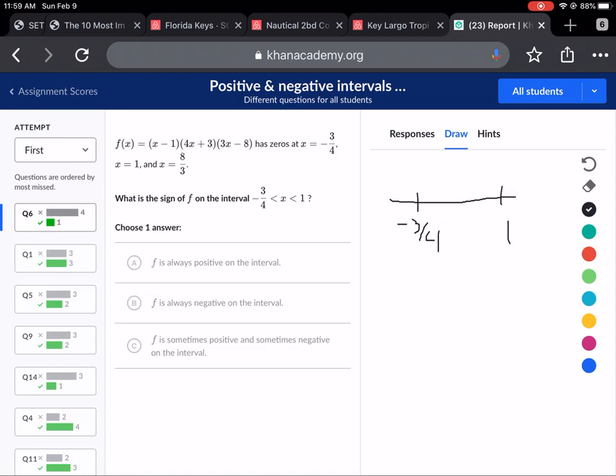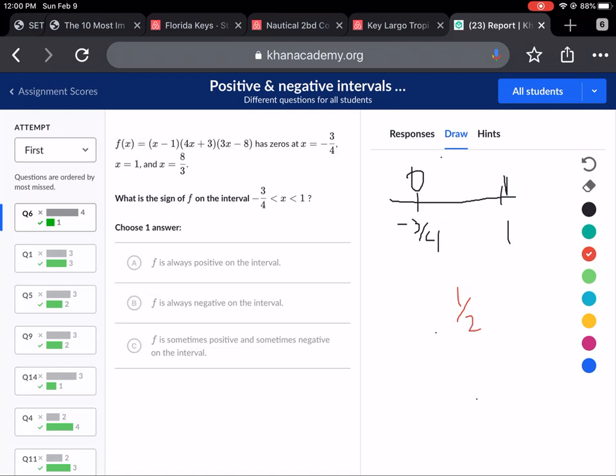Right at -3/4 we know that's a 0 point, and right at 1, it's a 0 point. That's when the function is going to be a 0. So what's going to happen in between there? Just pick any number that's in between. Between 0 and 1 would be 1/2. So you put 1/2 into the function and see what comes out.